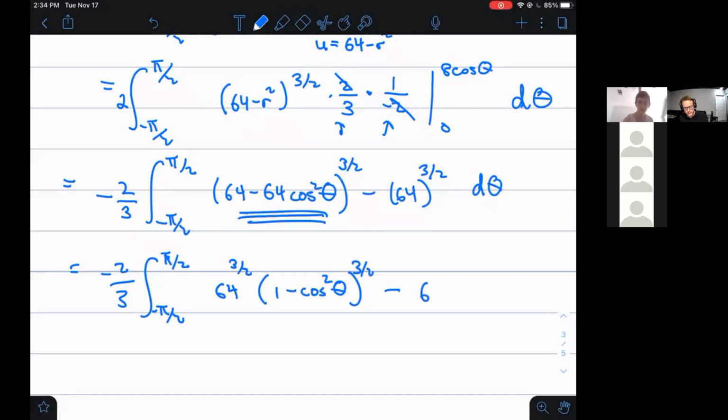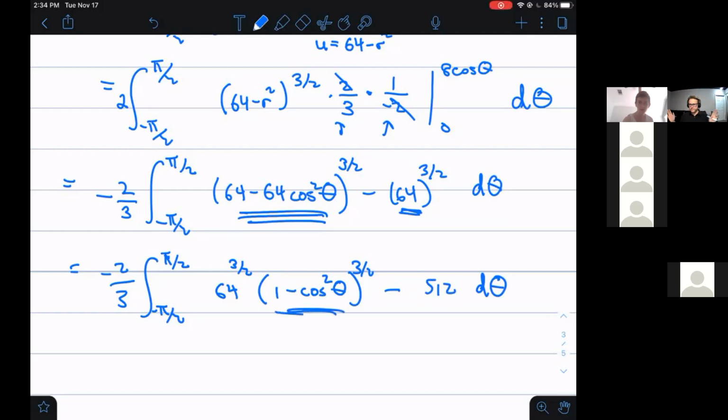And well, 64 raised to the 3/2 power, you can actually evaluate. The square root of 64 is going to be 8. And then 8 times 8 times 8, that's going to be 512, I believe? I don't know. Someone can correct me on that. I think it's 512. Yeah, that's right. Super.